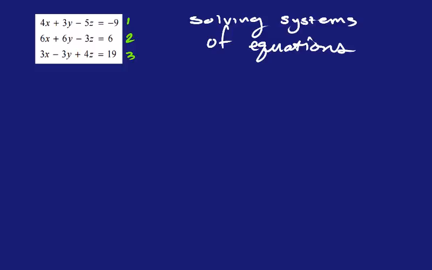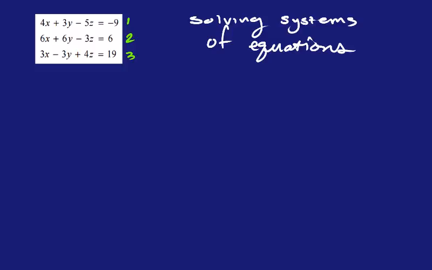But this is what we'd call a system of equations because there's multiple equations with multiple variables. And since there's three variables that you'd like to solve for, you need three equations to do it. And so this video will teach you how to solve this system by hand using the process of elimination.